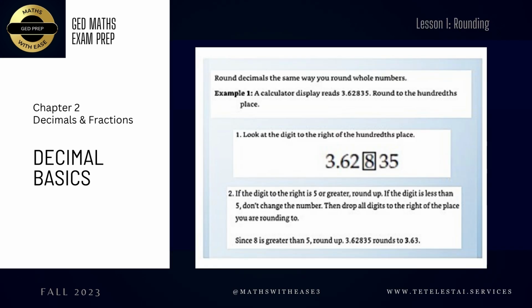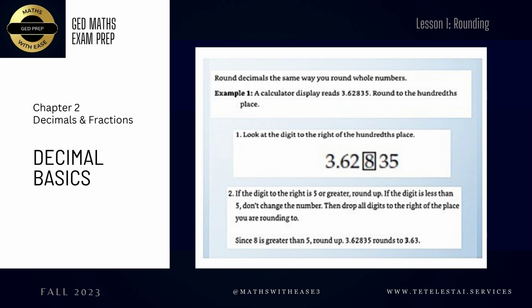On to rounding. When we round decimals, we follow a similar process to how we round whole numbers. So in this example, we're told that a calculator displays 3.62835, and we're asked to round to the hundredths place. So the first thing you want to do is look at the digit to the right of the hundredths place.